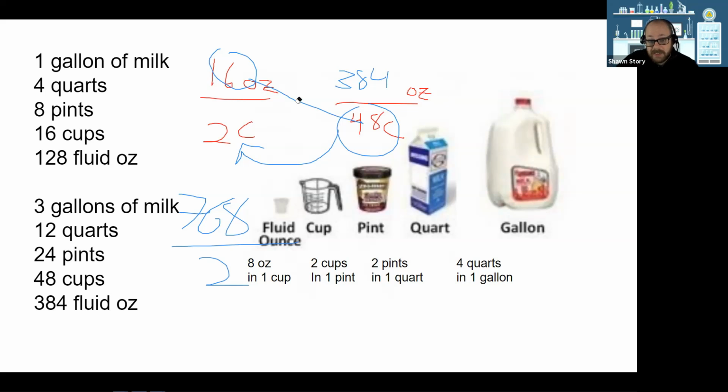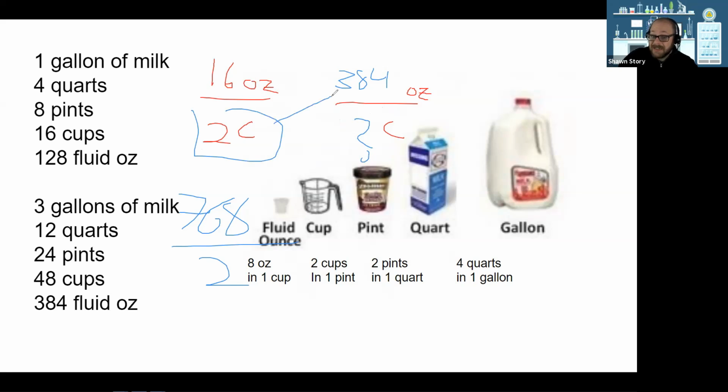It also works the other way around. Watch this. This is going to blow your mind, ladies. Let's say we didn't know 48 and we needed to know how many cups that is. I know 16 ounces is 2 cups, and if I have 384 ounces, I want to know how many cups that is. Well, I'm going to cross multiply. I can take 2 times 384 and then divide it by 16.